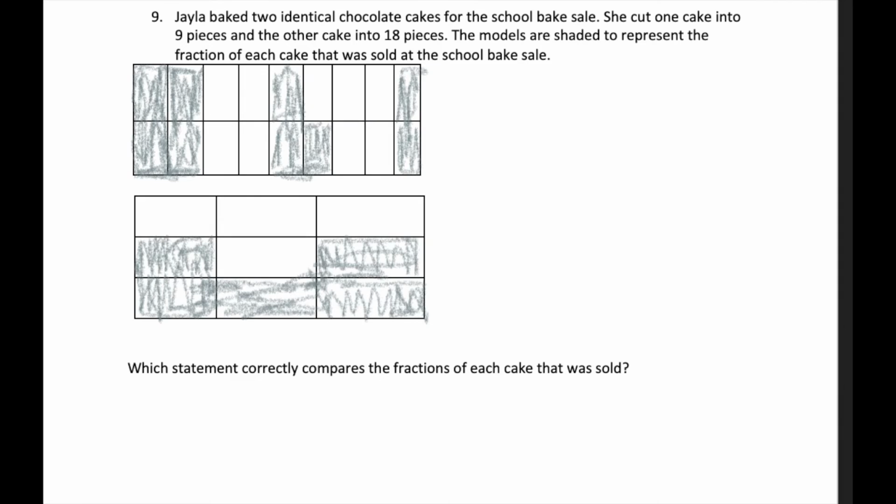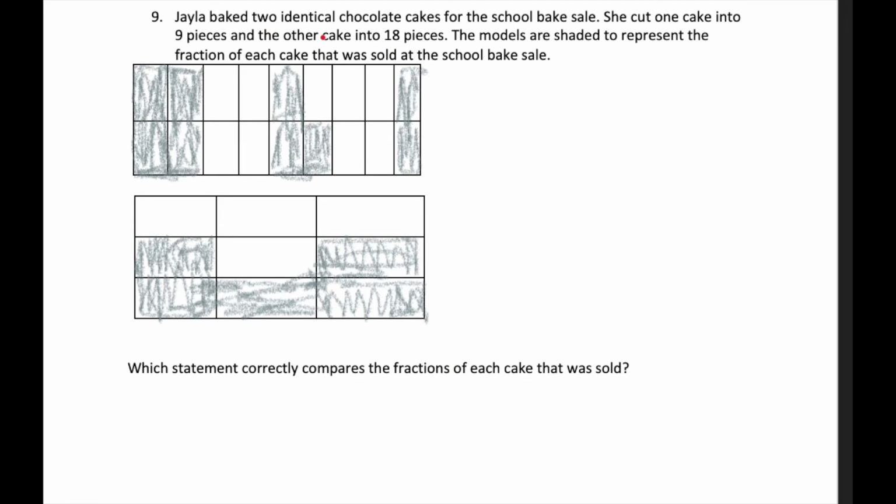Cha-ching. All right, so number 9. Jayla baked 2 identical chocolate cakes for the school bake sale. She cut one cake into 9 pieces, another cake into 18 pieces. The models are shaded to represent the fraction of each cake that was sold at the school bake sale. Which statement correctly compares the fraction of each cake that was sold?